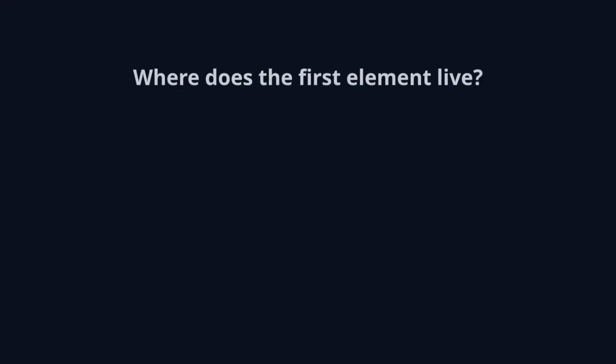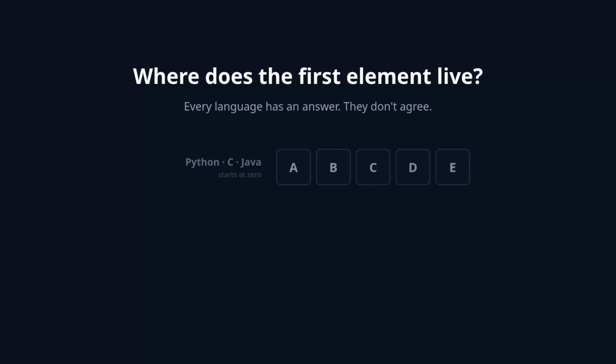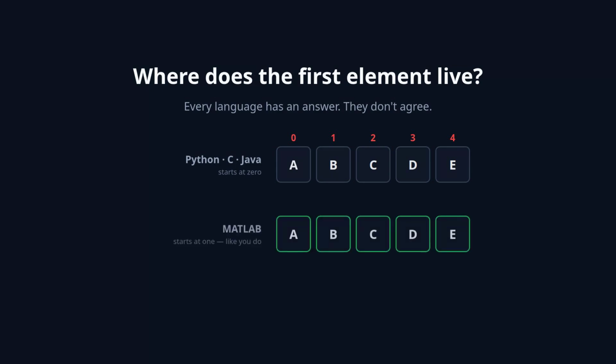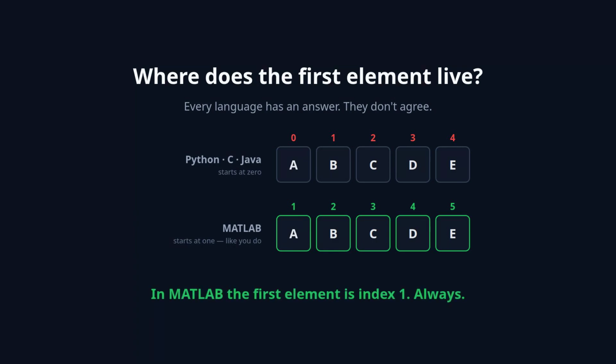Here's the first thing that trips people up in MATLAB, and it's good news for you. Most languages you'll meet later, Python, C, Java, start counting at 0. The first item sits at position 0. MATLAB doesn't do that. MATLAB counts the way you already count. The first element of every array is number 1. Just know that MATLAB is the odd one out, because the moment you copy an example off the internet, every position in it may be shifted by 1.